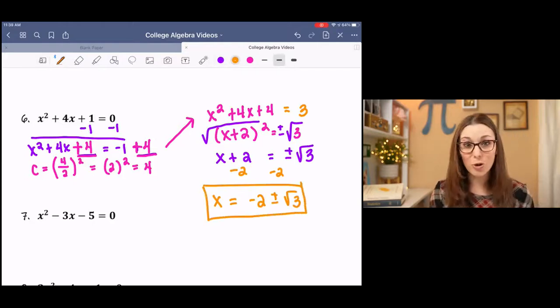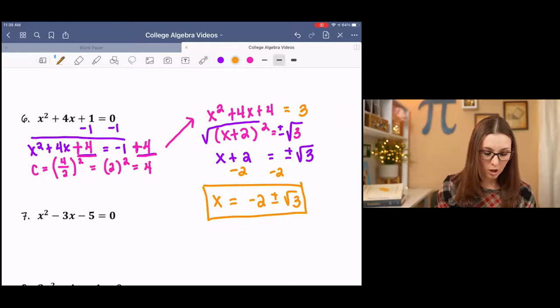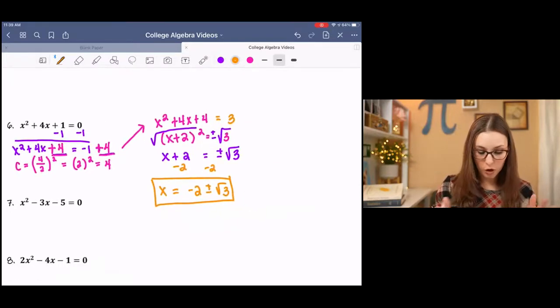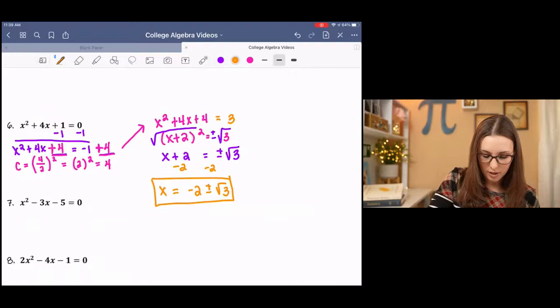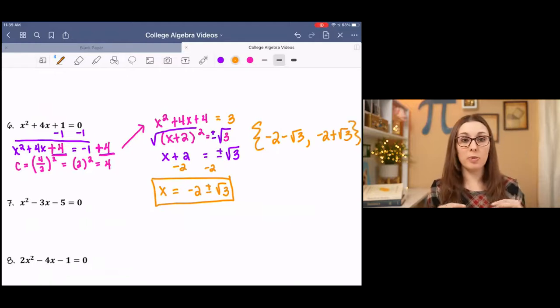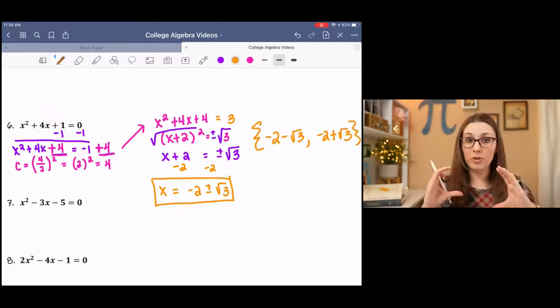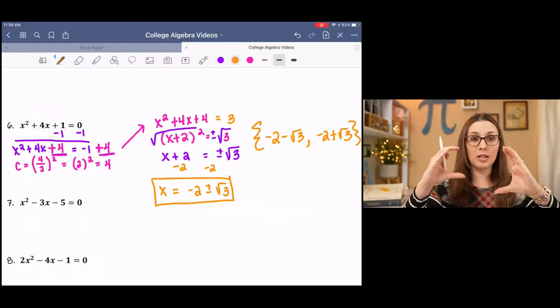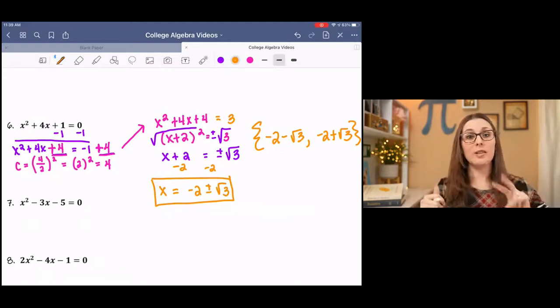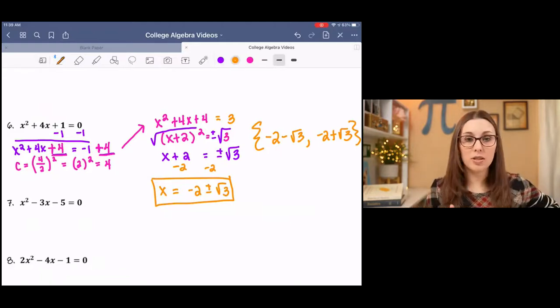And that's it. Those are your two x-intercepts of this function. So if I were to graph this function, it would cross at -2 minus square root 3 and -2 plus square root 3. Those are two different solutions, so we put them in a solution set, not parentheses. Parentheses are going to indicate either an interval or a point. This is not 1 point, this is 2 points. So we use a solution set.